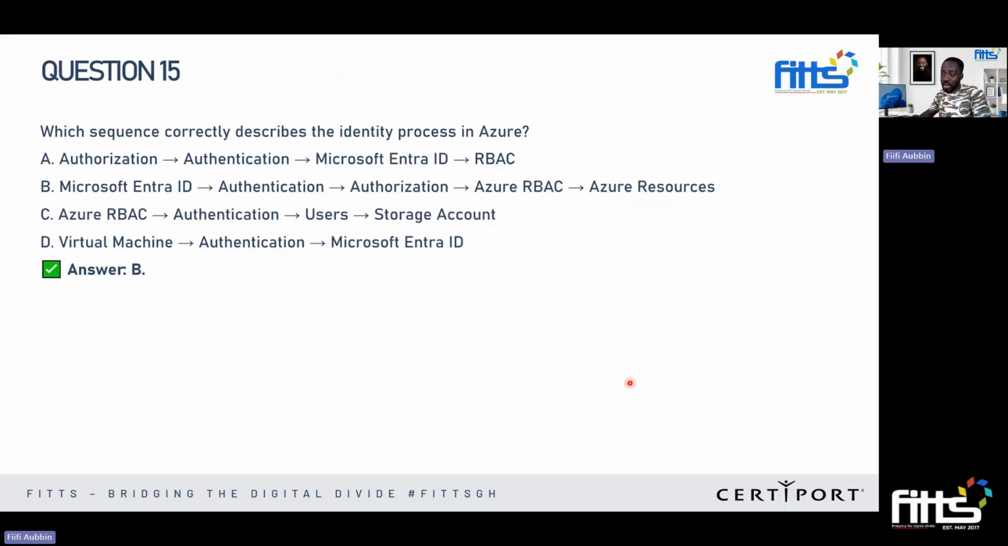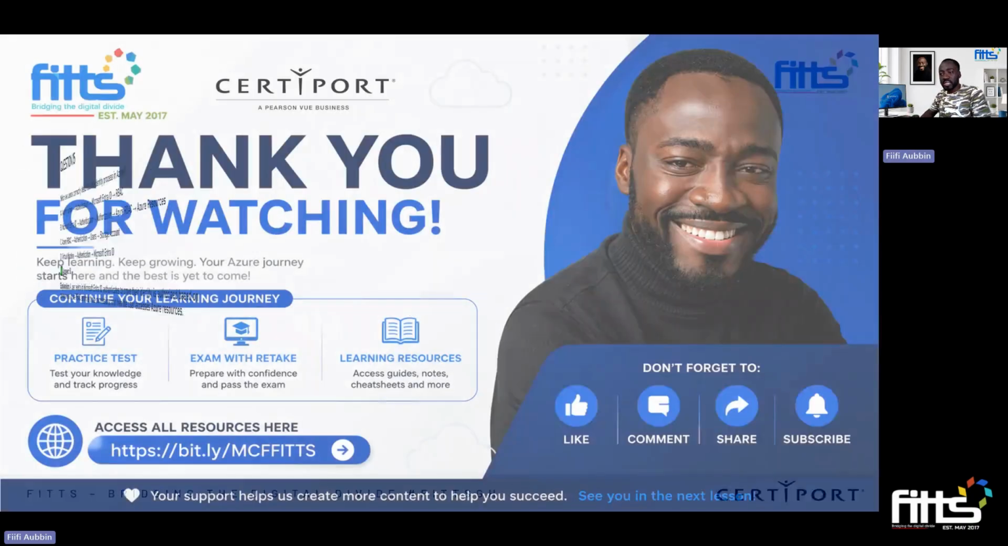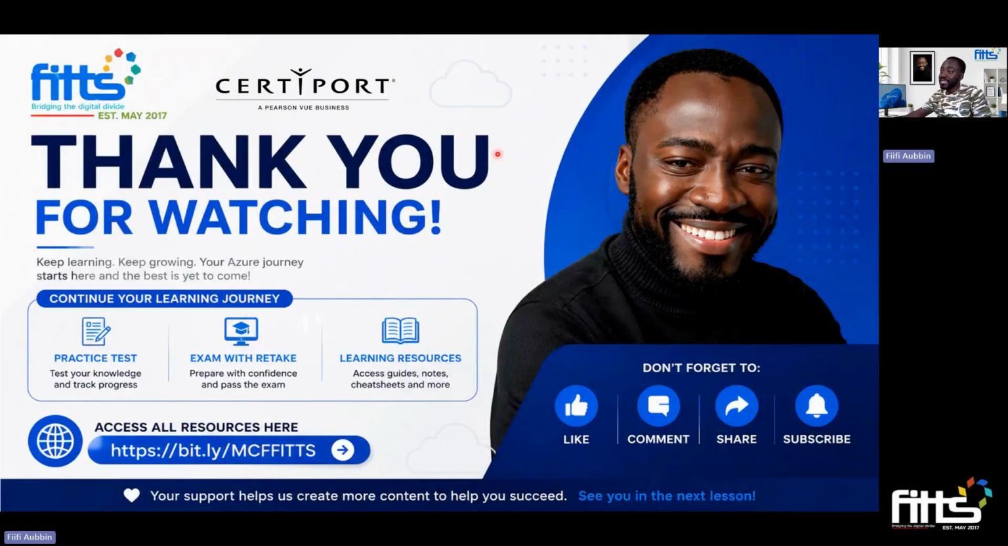So we need to have an identity first, you authenticate it, you check what you're authorized to do through the Azure RBAC, then you can have access to the resource. So a user exists in Microsoft Entra ID, authenticates to prove their identity, is authorized based on permission, and Azure RBAC enforces those permissions, and then the user accesses Azure resources. So that's a wrap for today's lesson.